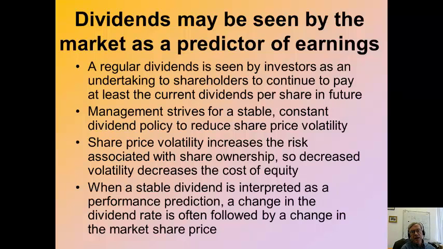Management in dividend-paying companies strive for constant, stable dividends in order to reduce share price volatility. Share price volatility increases the risk associated with share ownership, so this decreased volatility decreases the cost of equity to the firm and increases the value to equity holders. When a stable dividend is interpreted by equity holders as a performance prediction, a change in the dividend rate is often followed by a change in the market share price.